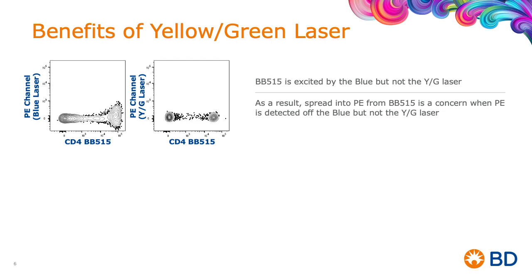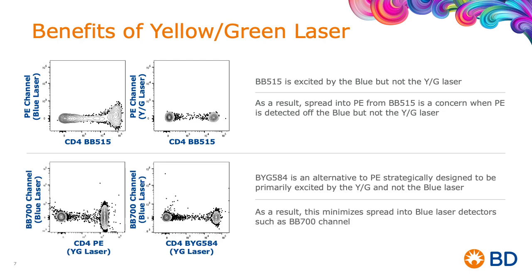For example, we're looking here at CD4 stained with BB515, detected in the FITC channel, but much brighter than FITC. As you can see on the left plot, if we were detecting PE, which is an adjacent detector of the blue laser, we might introduce some spread, as you can see from the width of the positive population into the PE channel as compared to the negative. However, if we now move the detection of PE off the yellow-green laser, BB515 is not excited by the yellow-green laser, and therefore we will have no spillover and spread into the PE channel. So that would already be a benefit because we are moving a channel from the blue to the yellow-green and minimizing spillover.